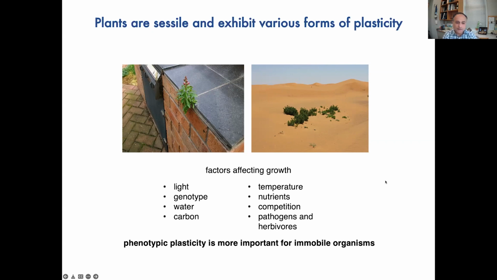There are a lot of factors that affect a plant's growth and development: light, its genetic makeup, water, carbon availability, temperature is a big factor, nutrients, and competition with pathogens and herbivores, including grazing animals, cows, goats, etc. in the wild. So what I'm going to tell you about is the light environment of the plant.